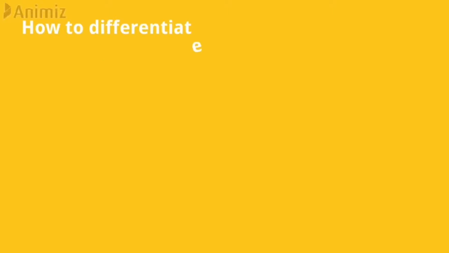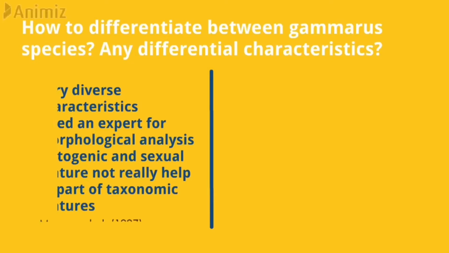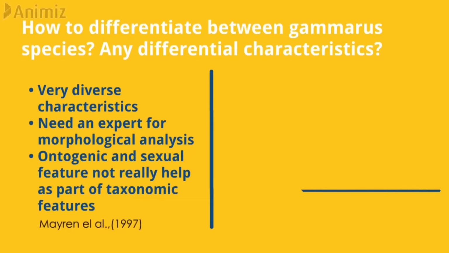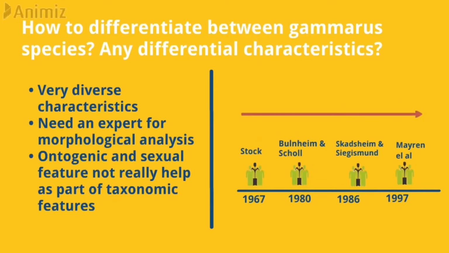So, there must be a lot of species. How do we differentiate between those Gammarus species, or is there any differential characteristic? There lies a problem. A few studies have been conducted and suggest that the species is so diverse that it needs an expert for morphological analysis, and the ontogenic and sexual features do not really help to differentiate those species.